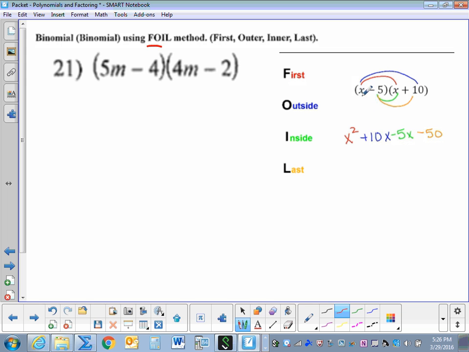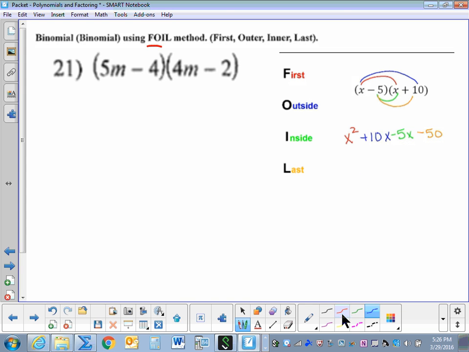Then we'll multiply the outside terms, the x and the 10. Then the inside terms, negative 5 and x, and the last terms, negative 5 and 10. So in essence, we're doing the distributive property, but we're doing a lot less writing. And we're using the acronym FOIL to remember the order.